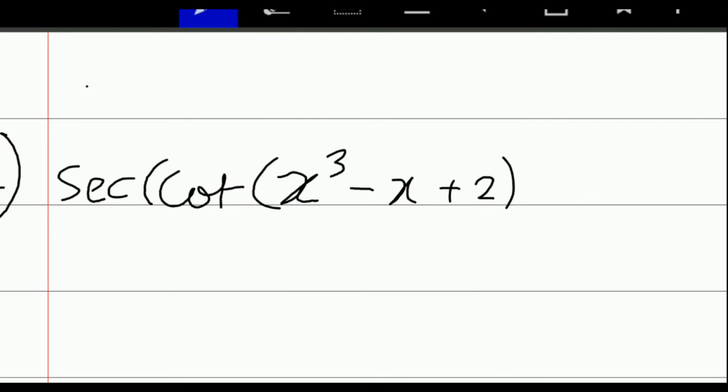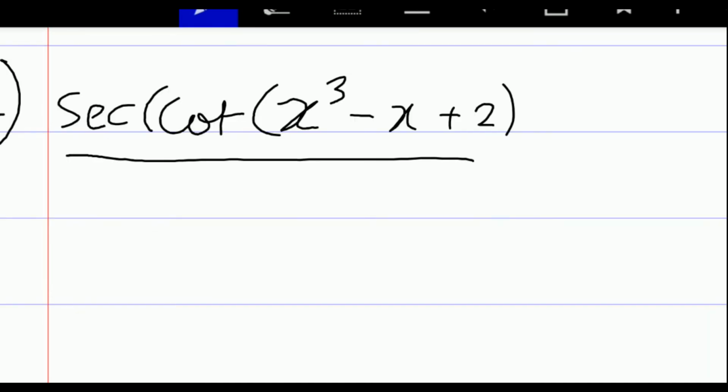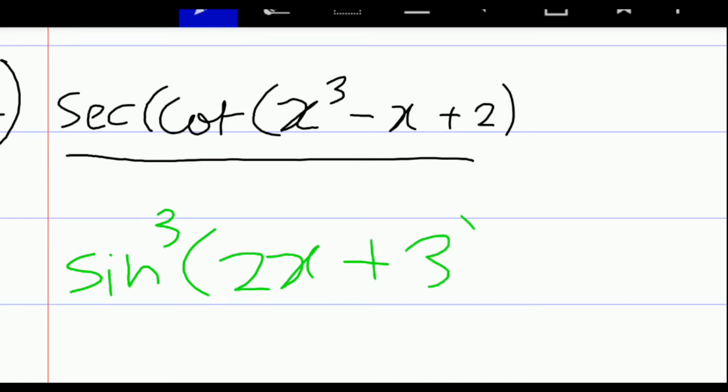Now the second one is sec x cot x and x cube minus x plus 2. As I explained the first one, that is similar to this question. The terms are first and second. In the first example we have two terms, that is sin cube 2x plus 3, but this contains three terms, that is sec x, cot of x cube minus x plus 2.